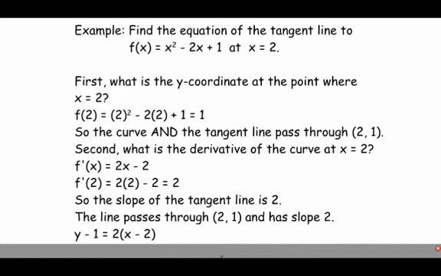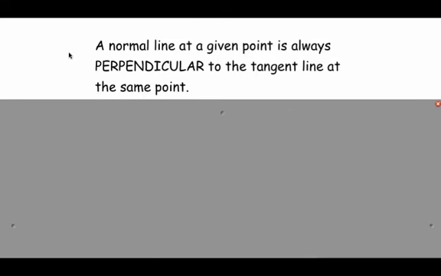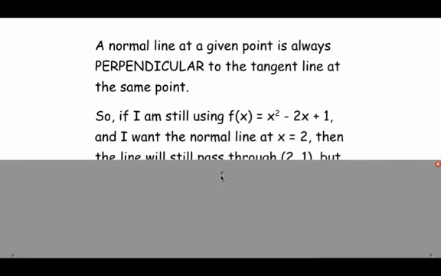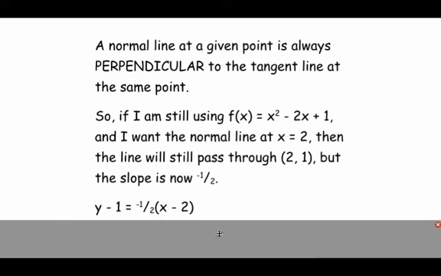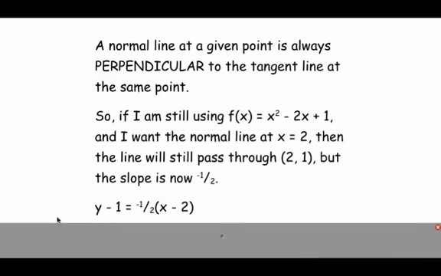And then to get from the tangent to the normal, all I need to know is that the normal line is going to be perpendicular to the tangent line at any point. So I could go through the same process, figure out what the y value is, figure out what the derivative is, which would give me the slope of the tangent line, and then I just need to take the negative reciprocal of that slope to get the slope of the normal line. So if the slope of the tangent line is 2, that means that the slope of the normal line is negative a half. Everything else is the same, so the equation of the normal line would be y minus 1 equals negative a half times x minus 2.